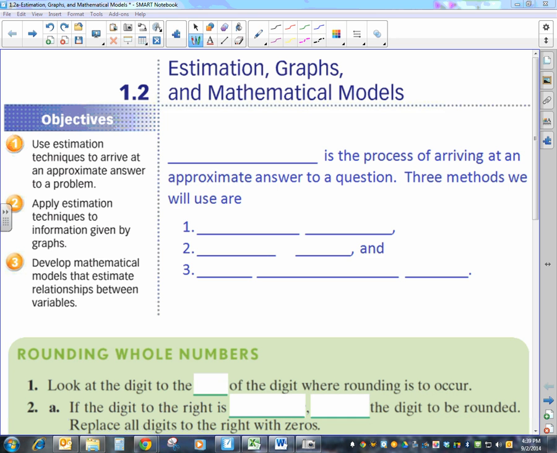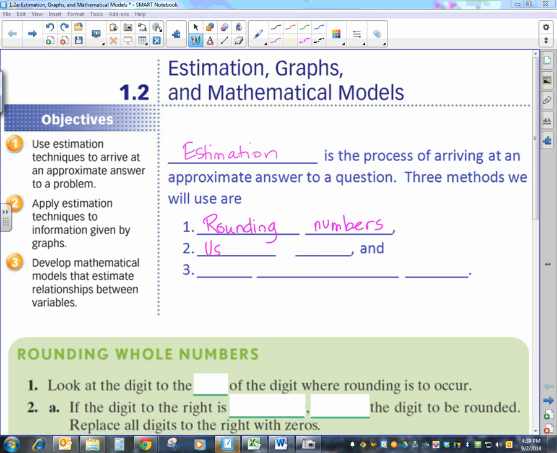Talking about estimation, graphs, and mathematical models. But most importantly, we're going to talk about or emphasize estimation. It is a process of arriving at an answer, an approximate answer to a question. Three methods we're going to use are going to be rounding numbers. So this should be a quick and easy review for everybody.